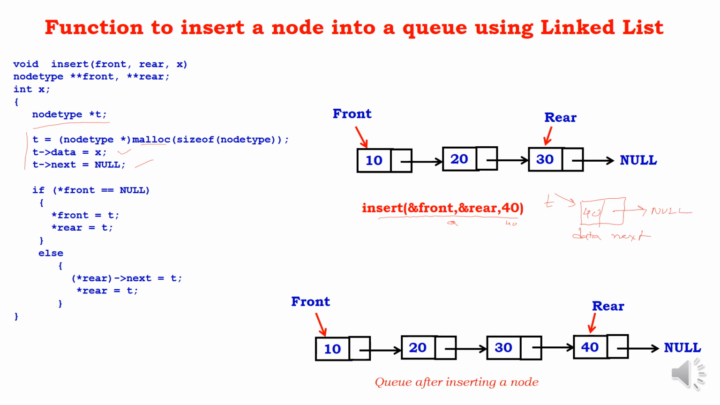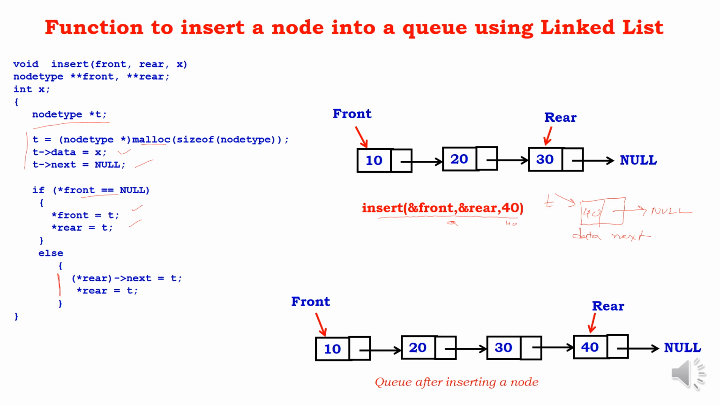Then, if front is null... no, front is not null. That is, if there is no queue, meaning front is null and rear is null, then front becomes T and rear becomes T. So this becomes front and this becomes rear. If there is no queue, the new node that is created becomes the first node. Front is pointing to the first node and rear is also pointing to the first node because it is the last node also. Now it is not this case. So front is not null, so the else part will be executed.